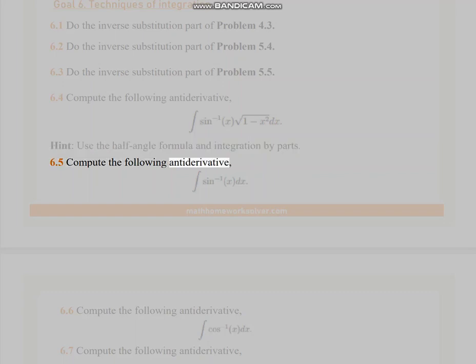6.5 Compute the following antiderivative.